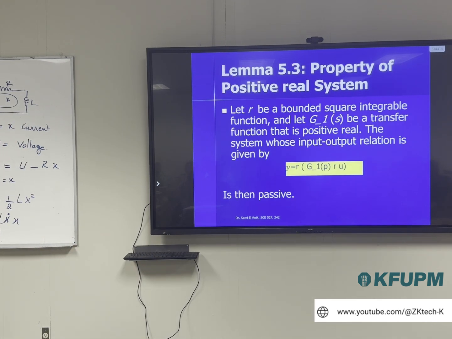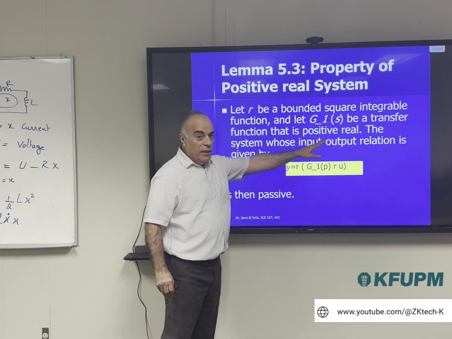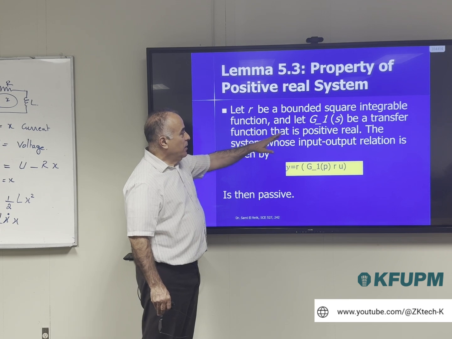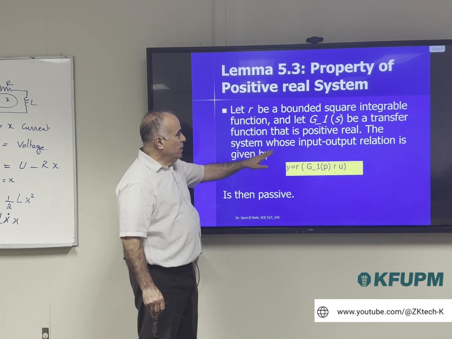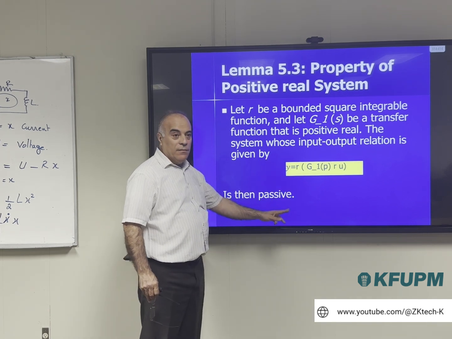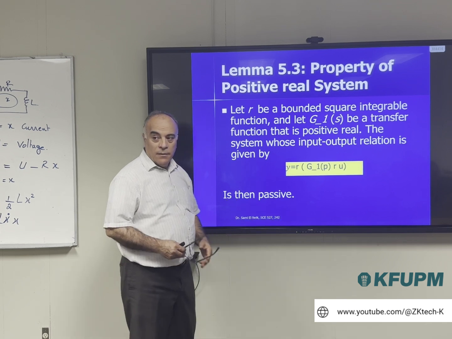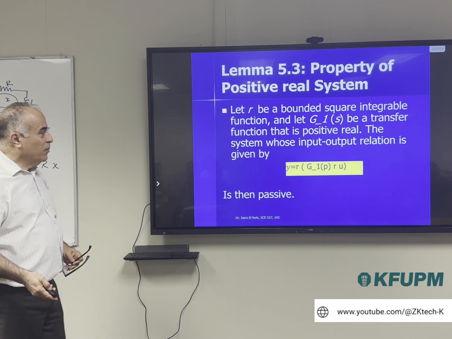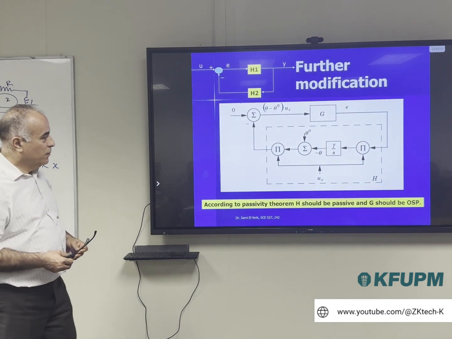So here the theorem says the following. Let R be a bounded square integrable function, and let G1 of S be a transfer function that is positive real. Then the system whose input-output relation is given by this is passive. Everybody is okay with this? There is a full proof, of course, but we are not going to do the proof.